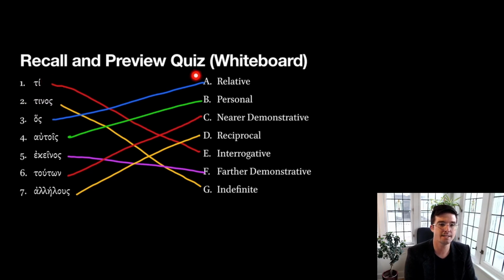Hos is a relative pronoun, who, which, what. And I want you to notice with respect to this one, the rough breathing mark. I know it's probably small on your screen, but this is a rough breathing mark with the accent there. That rough breathing mark is going to be one of your clues to the relative pronoun. Autois is a personal pronoun, third person. We've seen this one before. It's dative, masculine or neuter, plural.